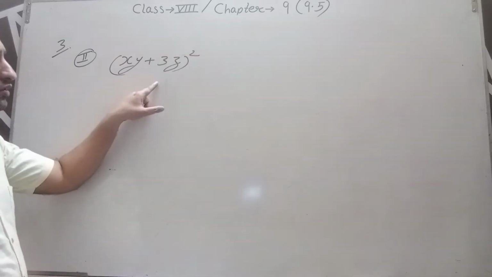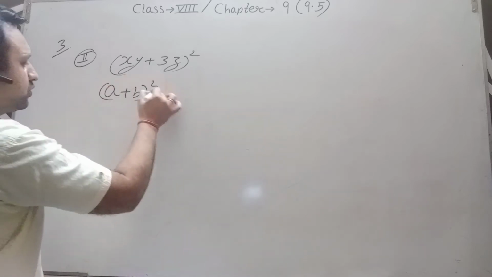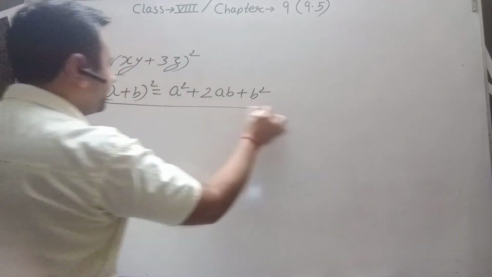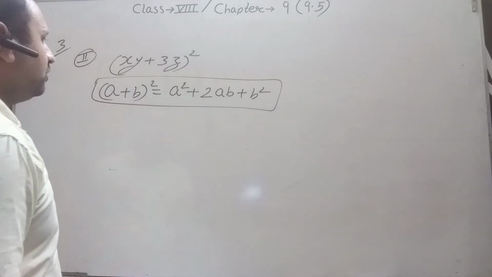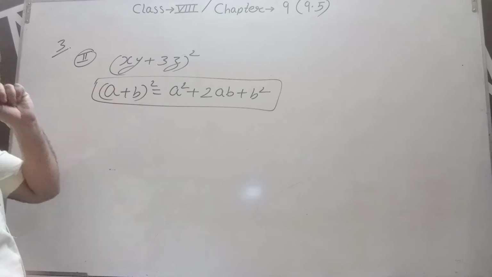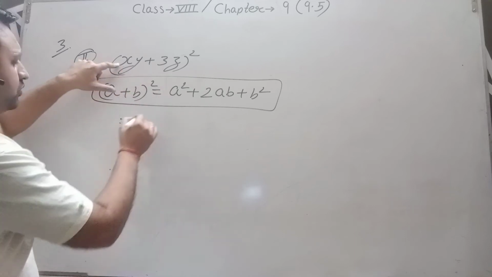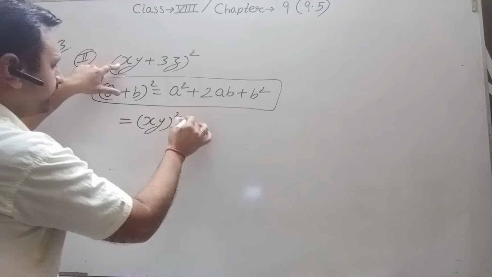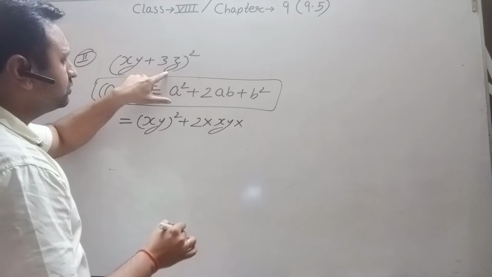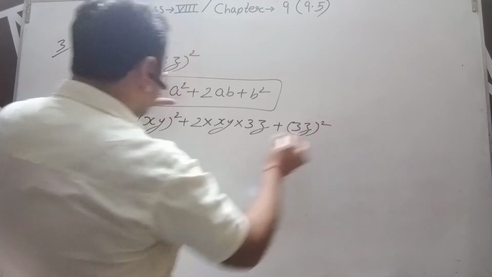And after comparing we notice that the identity we can use is (a + b)² = a² + 2ab + b². And now in place of a we note down xy and in place of b we note down 3z. So in place of a we note down xy. It means (xy)² + 2 × xy × 3z + (3z)².